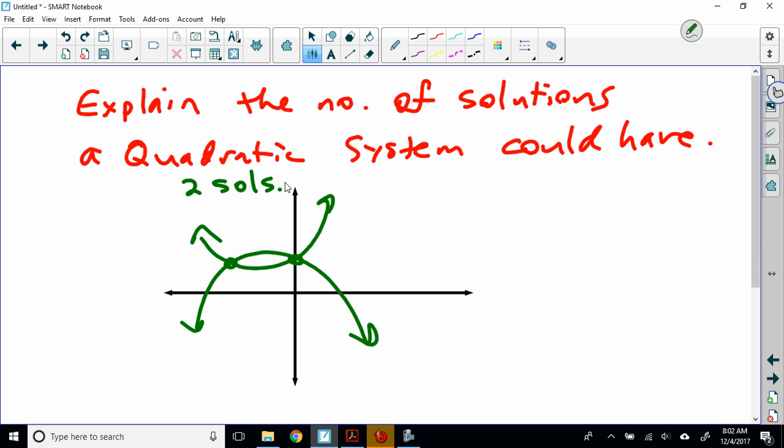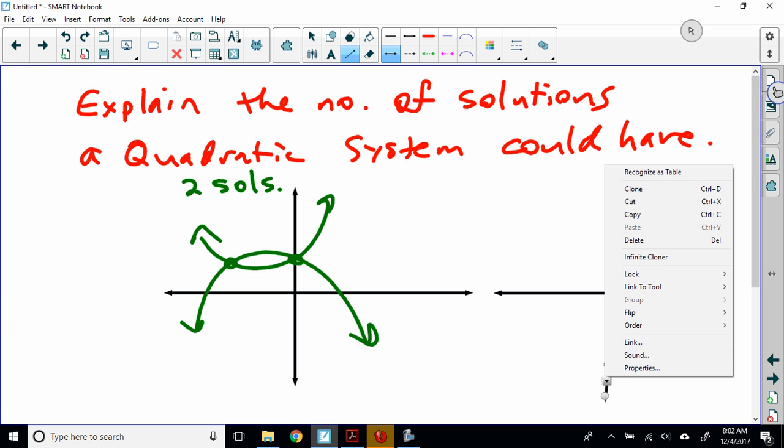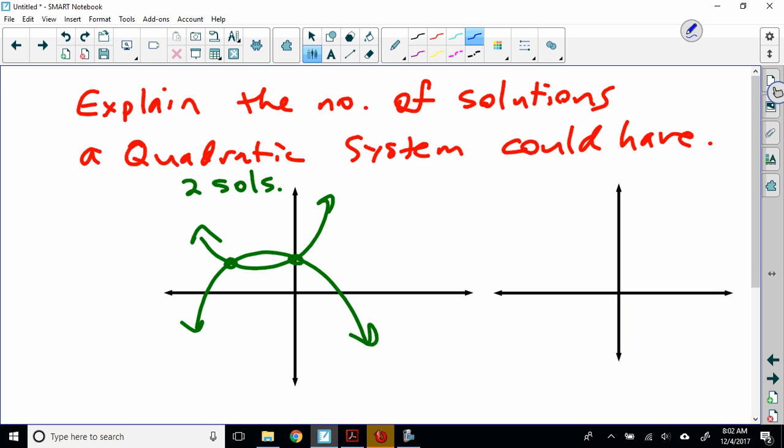So let's try another scenario then. And this is the thing you got to be able to kind of picture in your mind, or maybe you even want to sketch them out. So maybe I have a parabola that looks like this, and another parabola that looks like this. What do you think about that one? Yeah. That has no solution because they don't meet. So a quadratic system could have two solutions. A quadratic system could have no solutions.